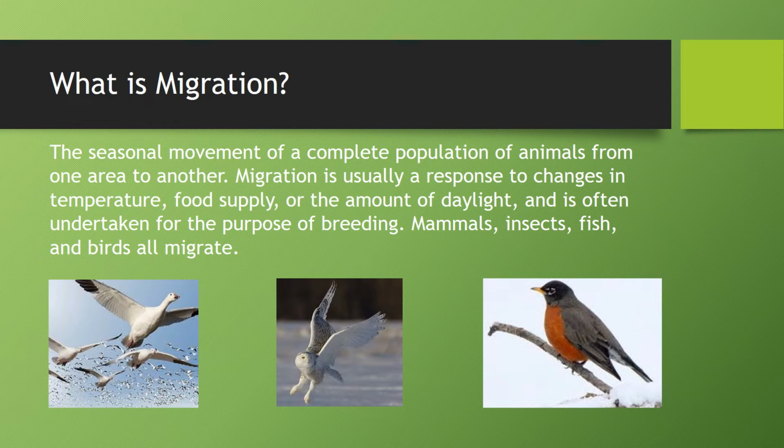So, what is migration? I kind of talked to you a little bit about it 2 slides ago. Migration is a seasonal movement of a complete population of animals from one area to another. Migration is usually a response to changes in temperature, food supply, or the amount of daylight, and is often undertaken for the purpose of breeding. Mammals, insects, fish, and birds also migrate.